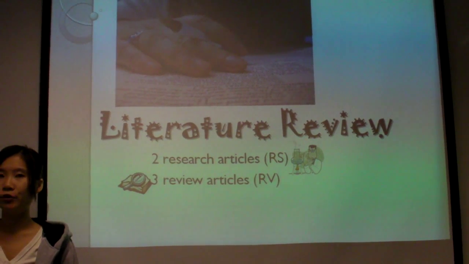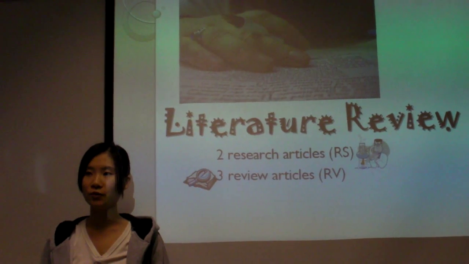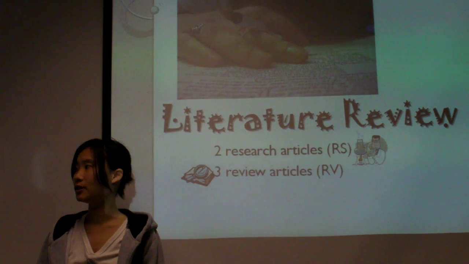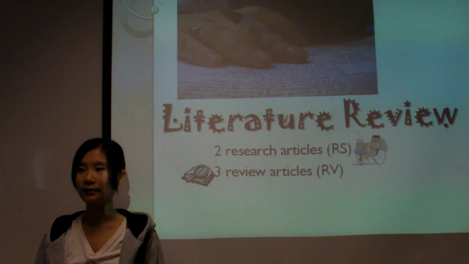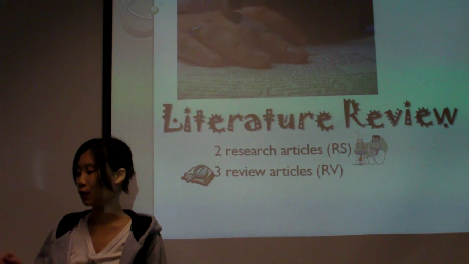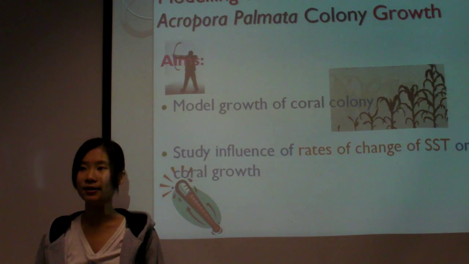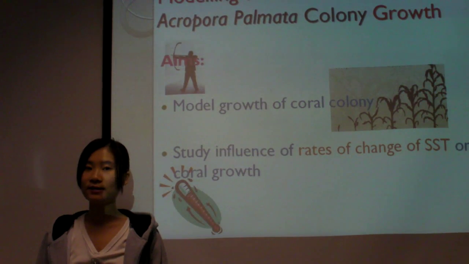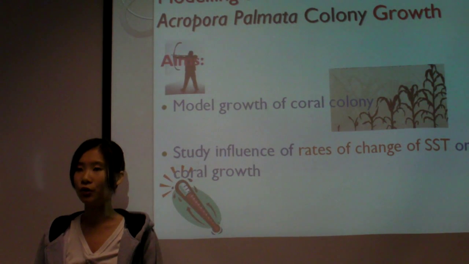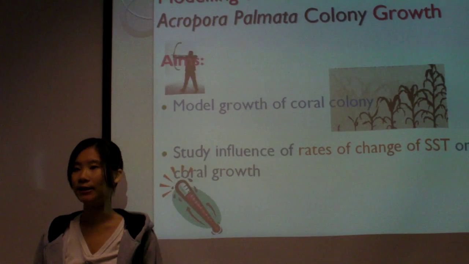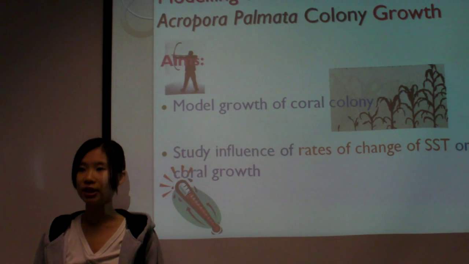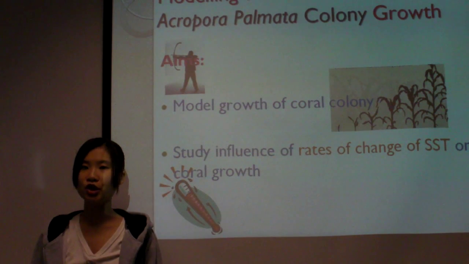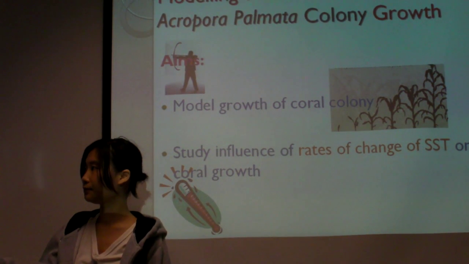Now I will talk about the literature review for my project. 2 of them are research articles, and 3 of them are review articles. This is the first research article. The aims of this article are to model the growth of coral colony and to study the influence of the rates of change of sea surface temperature on coral growth.